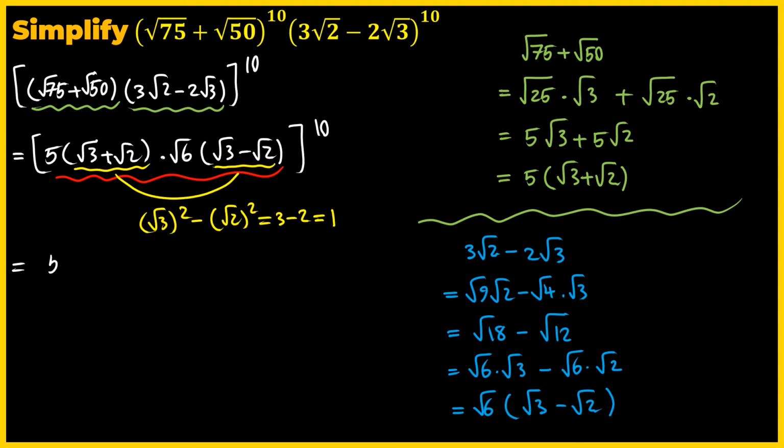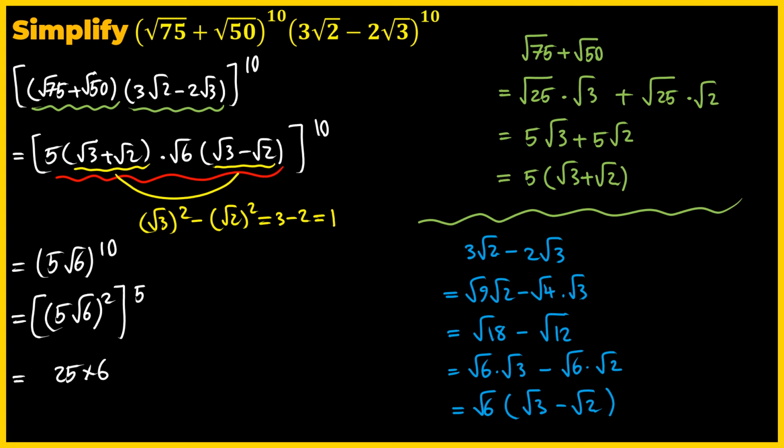So our expression becomes 5 times root 6 to the power of 10. Now we can rewrite this as 5 times root 6 to the power of 2, and then raised to the power of 5, because 2 times 5 is 10. And by doing that, we get 25 times 6 to the power of 5, which is the same thing as 150 to the power of 5. So our expression is the same thing as 150 to the power of 5.